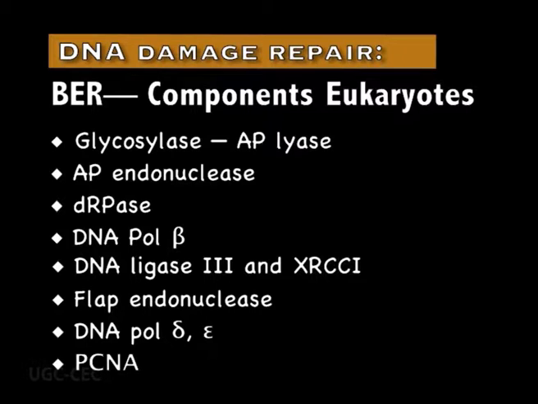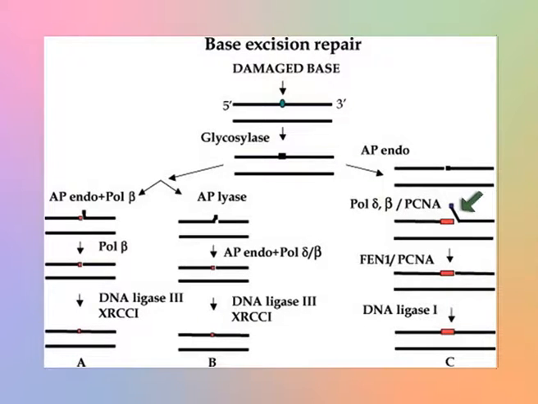In the case of very long patch repair related to eukaryote BER, there is another kind of enzyme called flap endonuclease, because AP endonuclease makes an incision at the 5' end and a flap is made. Then DNA pol delta as well as DNA pol epsilon go, and flap endonuclease FEN1 removes the flapping portion. Here we can find the presence of the processivity factor PCNA, and in the case of short patch repair we can find XRCC1 as well.